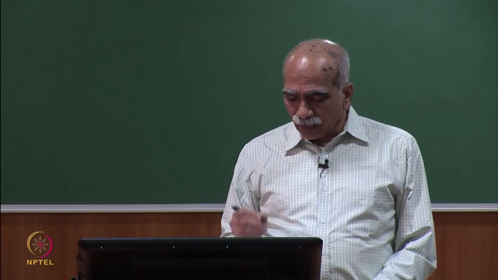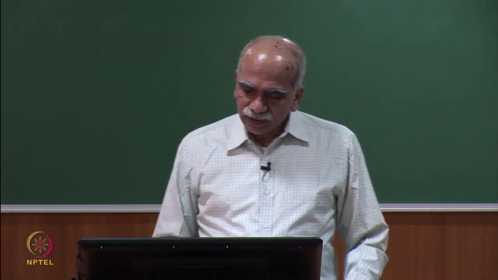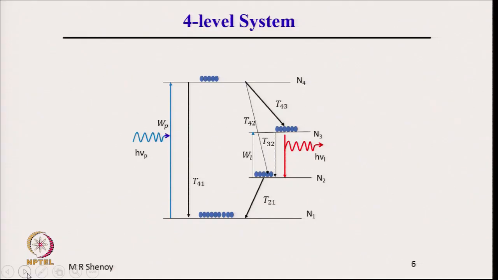Now, let us see what is a 4 level system. So, the 4 level system here refers to 4 participating levels. So, 1, 2, 3 and 4. So, the 4 participating levels. These are not necessarily the first excited, second excited, third excited. We will see subsequently that the levels could be different, but there are 4 predominantly participating levels in this interaction.